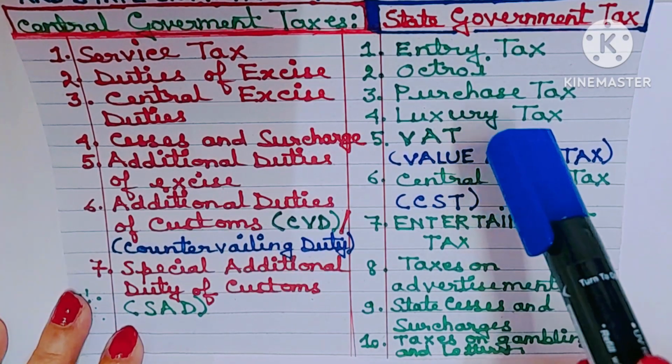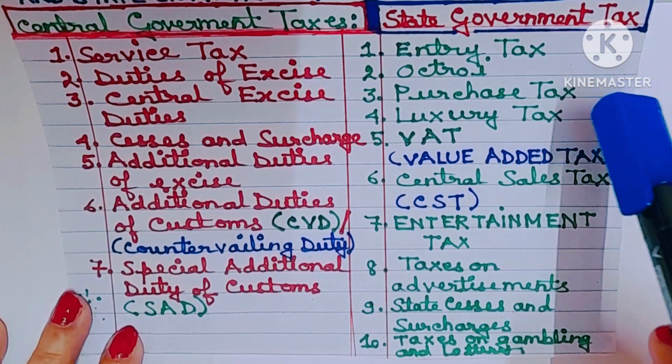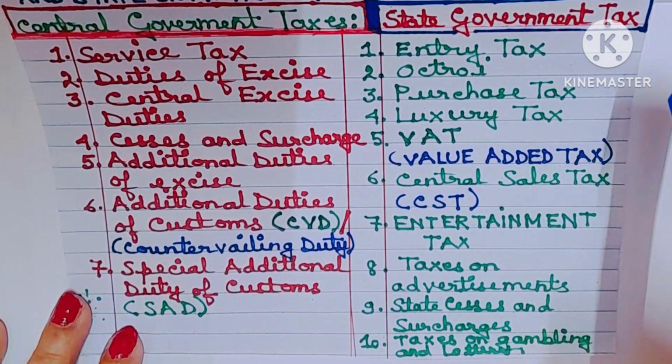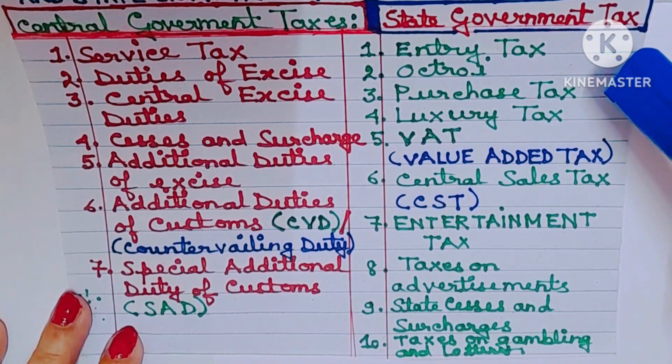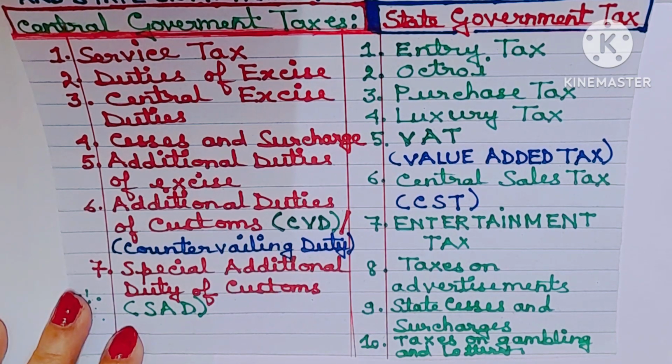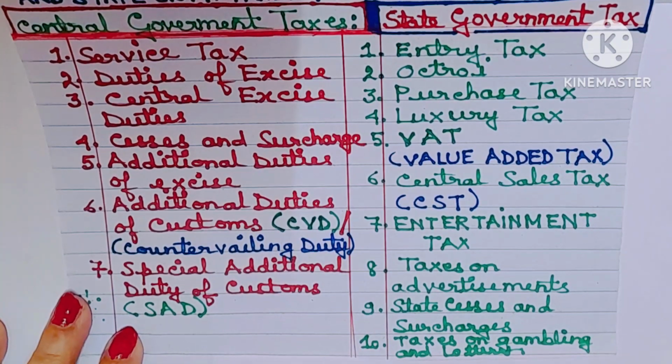So what were the 10 state government taxes which have been replaced or merged into a single tax called GST? Number 1, entry tax. Number 2, octroi. Number 3, purchase tax. Number 4, luxury tax. Number 5, VAT or value added tax. Number 6, central sales tax or CST. Number 7, entertainment tax. Number 8, taxes on advertisements. Number 9, state cesses and surcharges. Number 10, taxes on gambling and lottery.